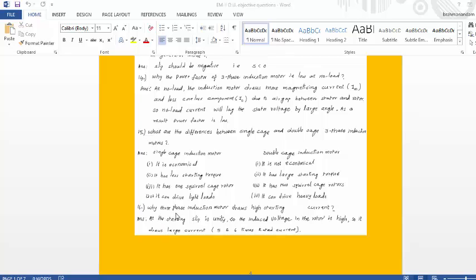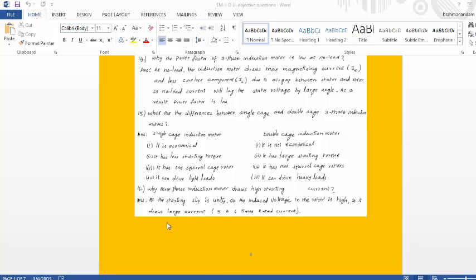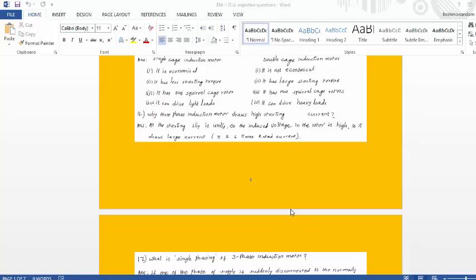16th question. Why three-phase induction motor draws high starting current? At the starting, slip is unity, so the induced voltage in the rotor is high, so it draws large current. It is approximately 5 to 6 times the rated current of the motor.